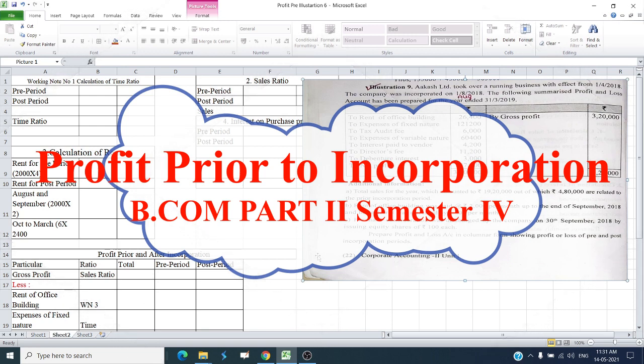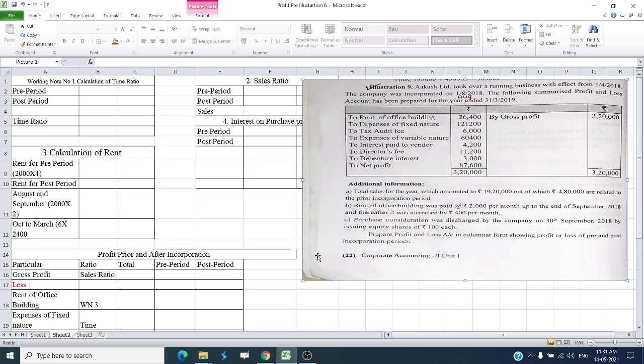Hello, good morning everyone. We are going to solve a practical problem from profit prior and after incorporation. This is the second unit for BCom second year students for fourth semester.